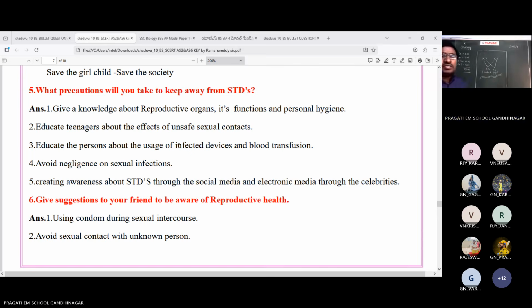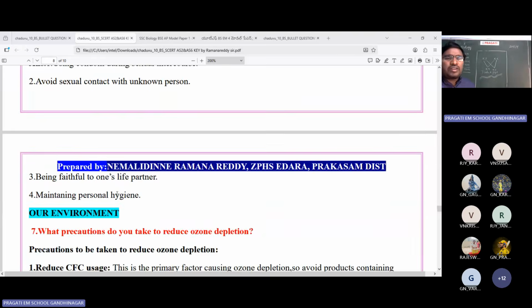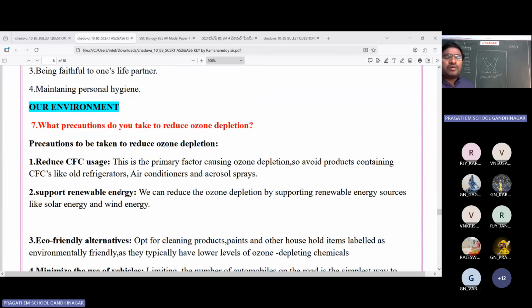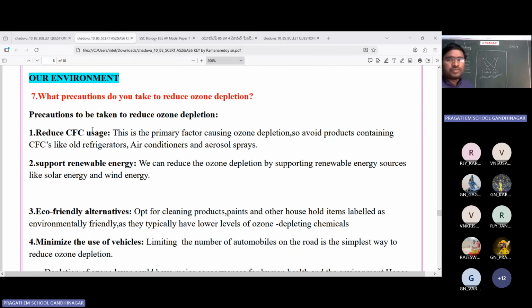Next, sixth question: give some suggestions to your friend to maintain reproductive health. So, contraceptive devices, how to maintain a healthy life, maintaining personal hygiene. Like that, you can add some more important points for this type of question. Now, last lesson 2 mark questions, children.